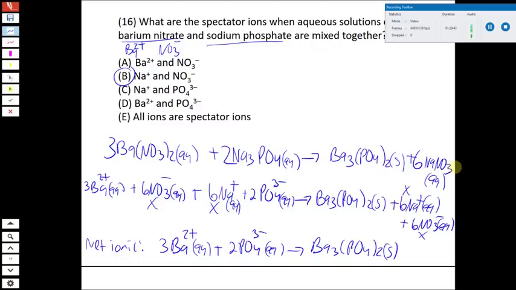So a lot of different ways of thinking about this, but spectator ions are the ones that are dissolved in solution on both the reactant and product side. They're not involved in forming the precipitate when you have a precipitation reaction or an acid-base reaction. Okay, questions on this one?